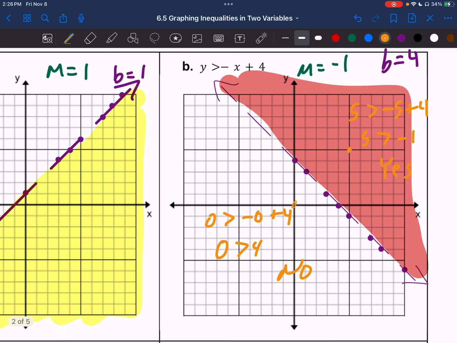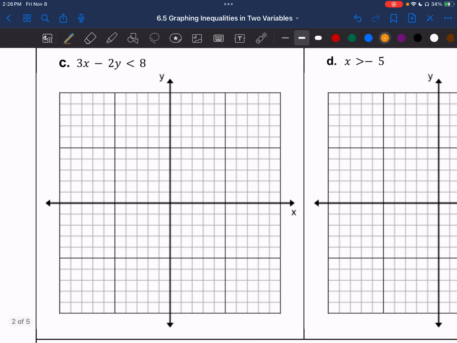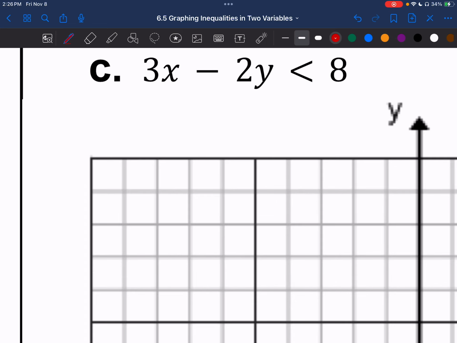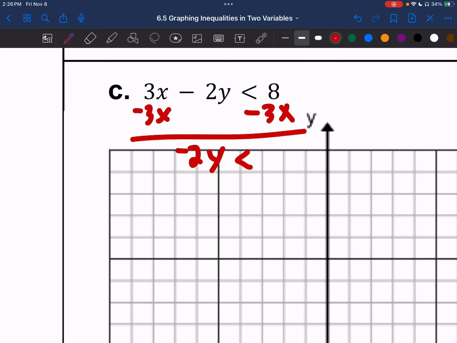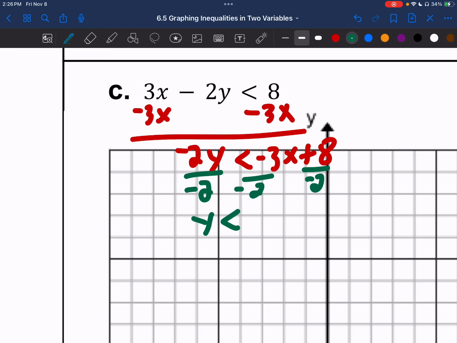All right? So let's take a look at letter C. Letter C, we could do this one of two ways. We could try to solve by intercepts, but that one just looks messy right off the bat, and I don't think that's going to work out great for us because 8 divided by 3, that's not a clean number that we can work with. But we can put it into slope-intercept form, so we subtract 3x from both sides. -2y is less than -3x plus 8. And then we go ahead and divide by -2. And we get y is less than 3/2 x minus 4.